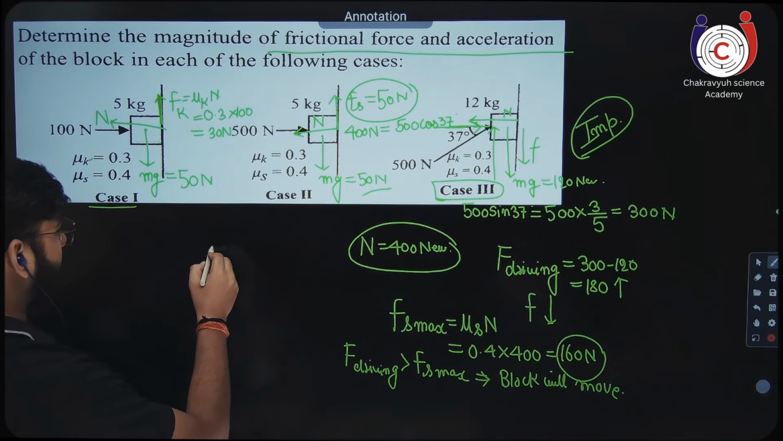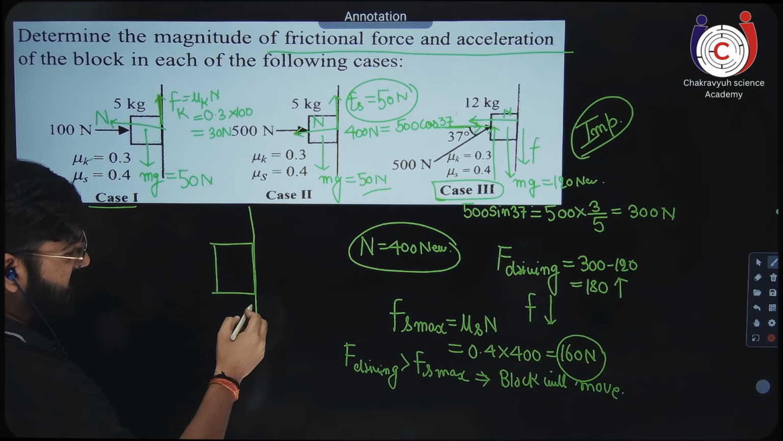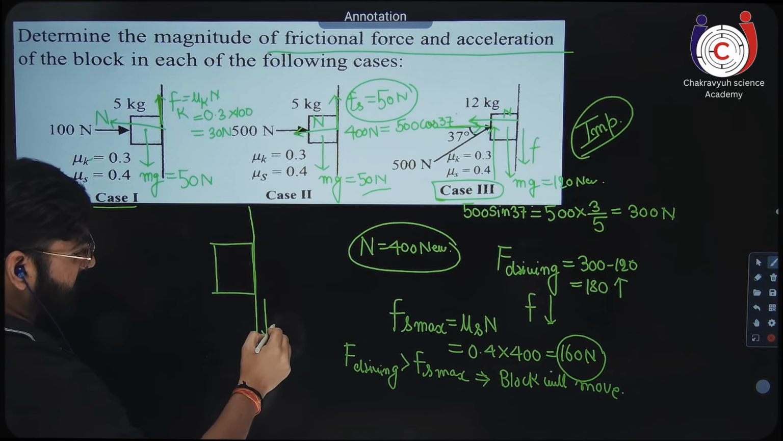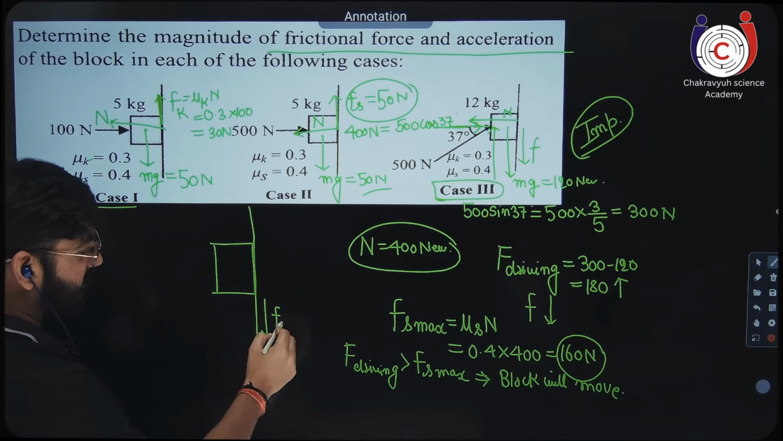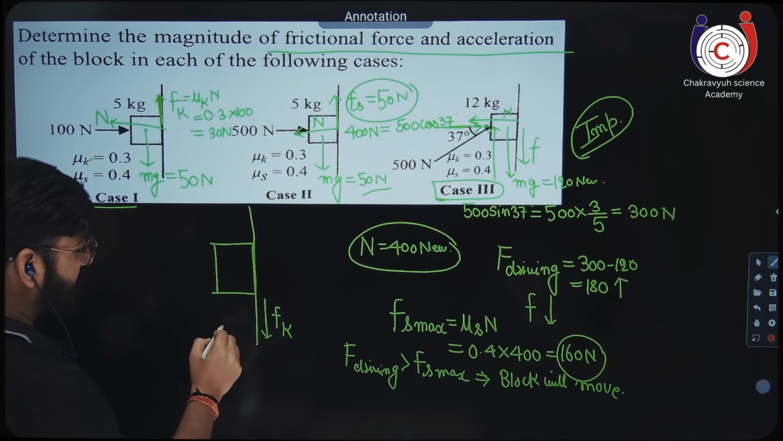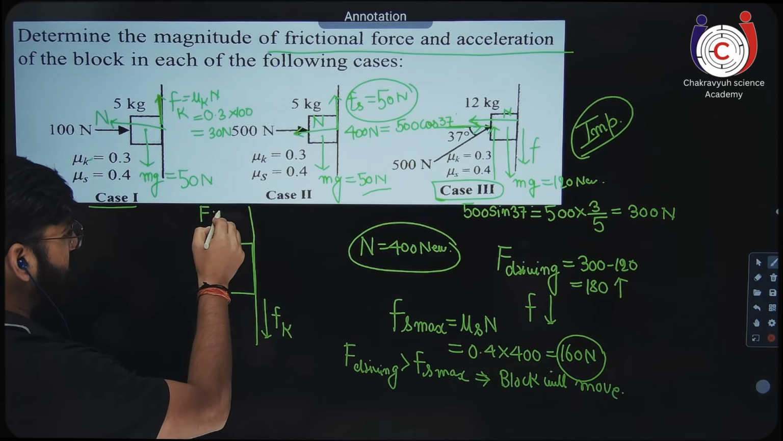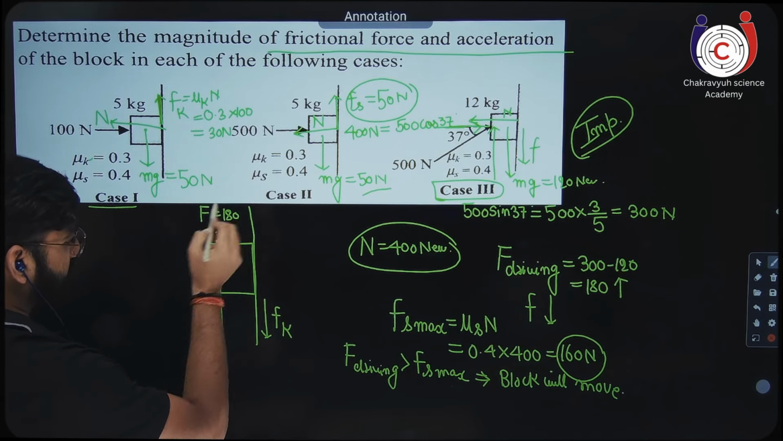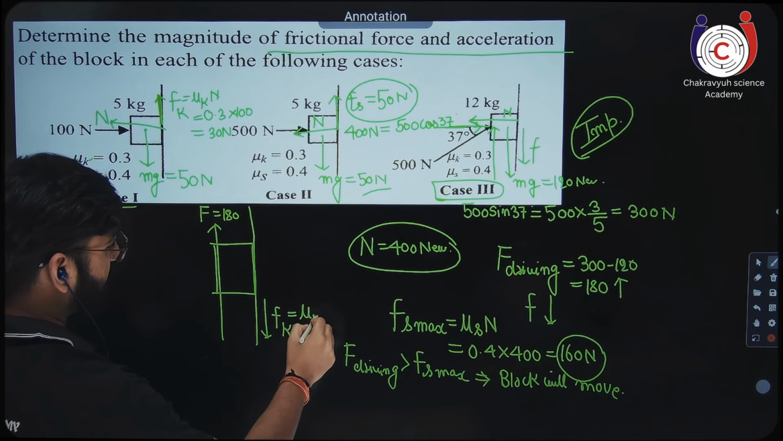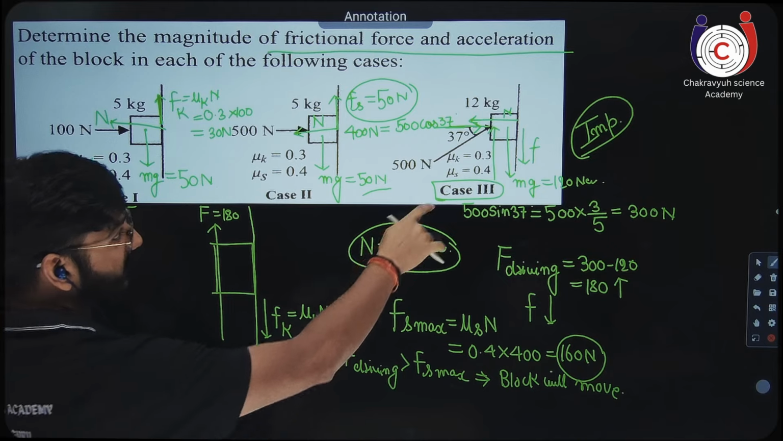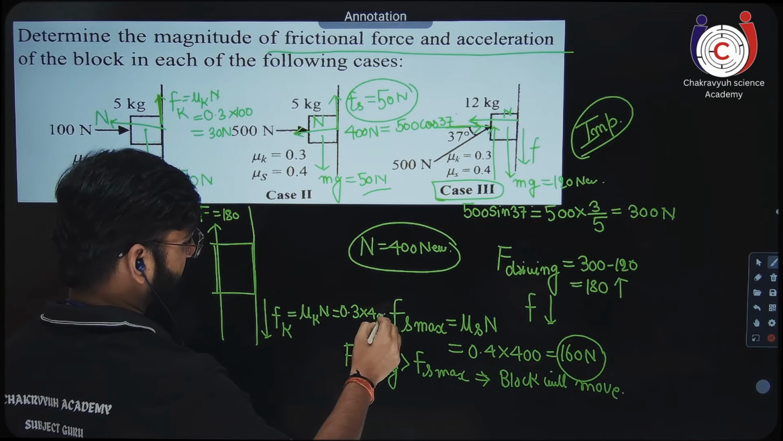So I am drawing the figure again, students. This time friction is where, students? Down. Fs or Fk? Fk, because it is moving. Where is the driving force? Up or down? Up. What is the value? 180. So I need to find acceleration. First of all, find Fk. Mu k into N. So mu k is 0.3 into 400, which is 120. Correct.